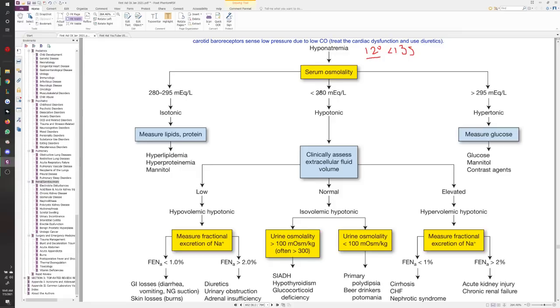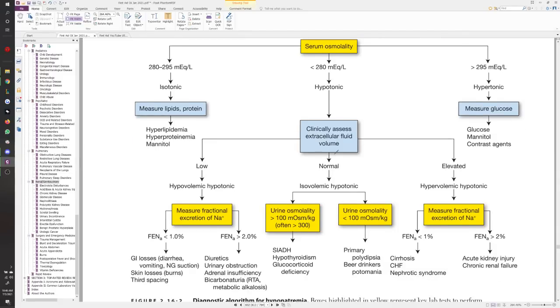If their serum osmolality is low, so not only are they hyponatremic, but their solute concentration in their serum is also low, then all in all, they're hypotonic. Right? Hypotonic. So now you need to clinically assess extracellular fluid volume. Why are they hypotonic? What is making them hypotonic? Right? Because hypotonic means that you have low solute and a lot of other stuff, a lot of fluid, a lot of water basically. So you need to figure out, is this like some kind of water retention issue?